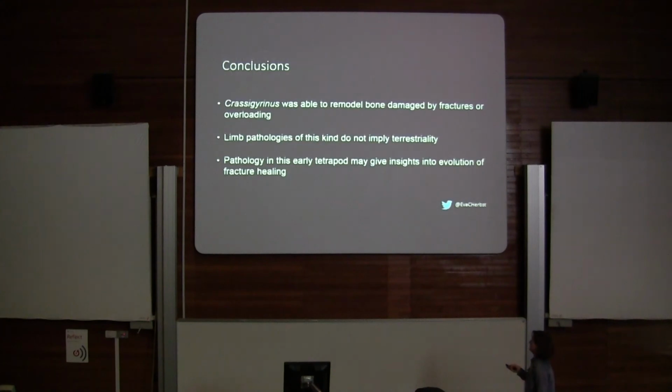So to conclude, Crassigyrinus was able to remodel bone in response to either repeated trauma or a single traumatic event. We cannot use this sort of pathology to infer terrestriality, and I'm going to be looking further into the evolution of being able to remodel bone, because we also find lungfish rib fractures that look very much like the Crassigyrinus one, so it seems to be a more basal adaptation and arose before animals were being exposed to the loading environment of land. Thank you.